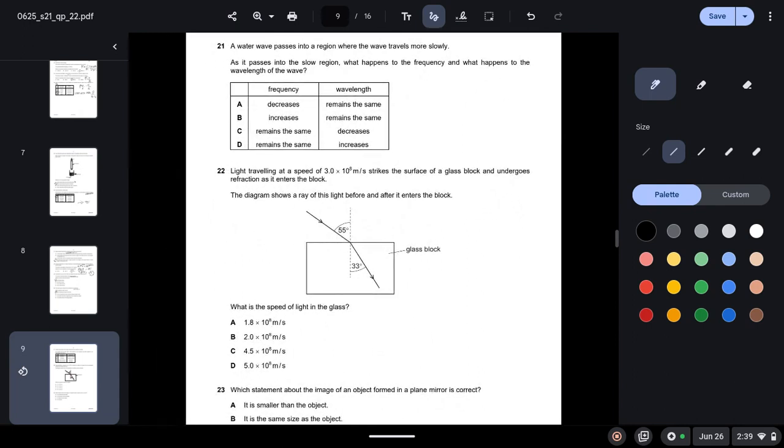A water wave passes into a region where the wave travels more slowly. As it passes into the slow region, what happens to the frequency and what happens to the wavelength of the wave? So we know that wave speed is directly proportional to wavelength. When the wave travels slowly, the wavelength decreases. However, the frequency remains the same. So C is your answer.